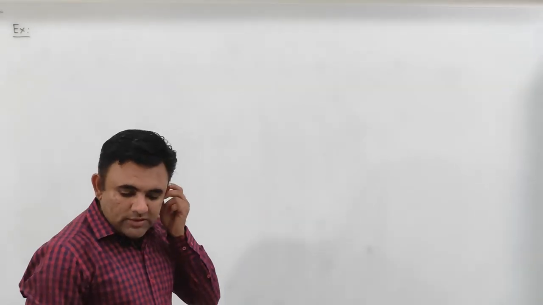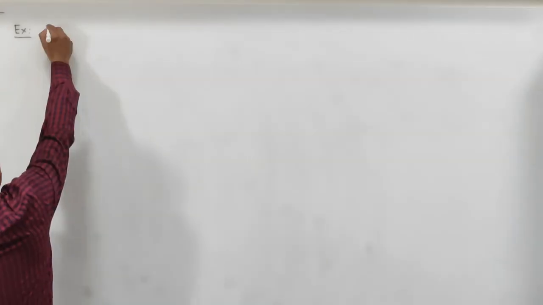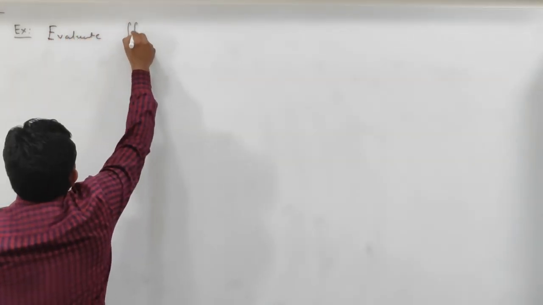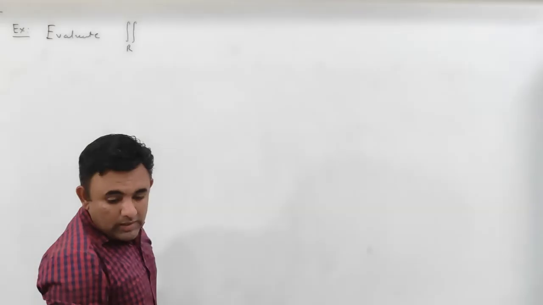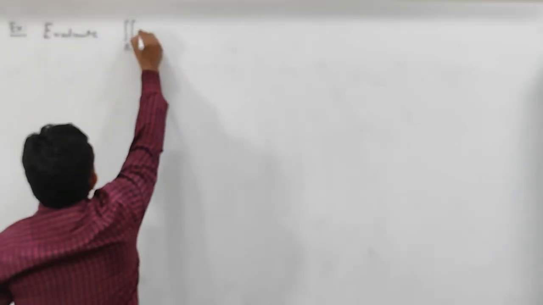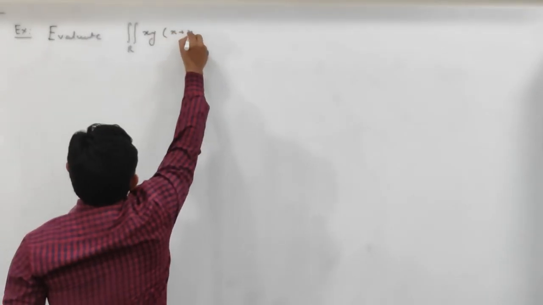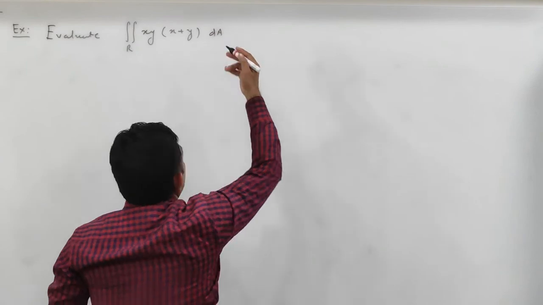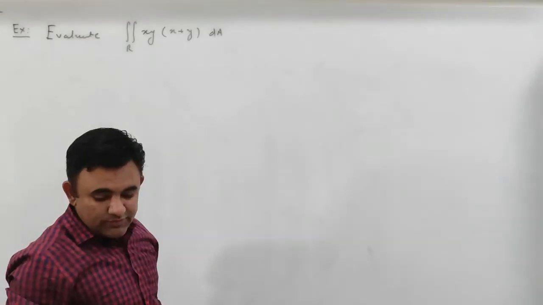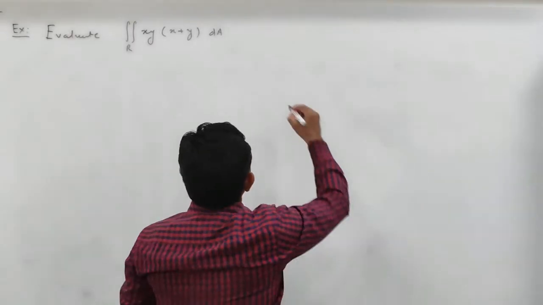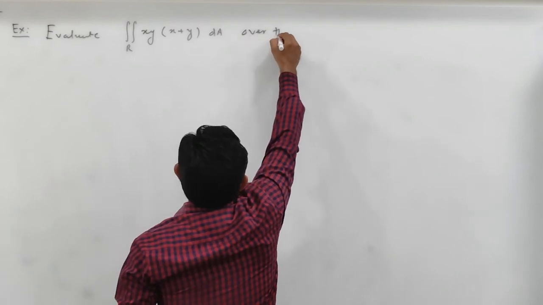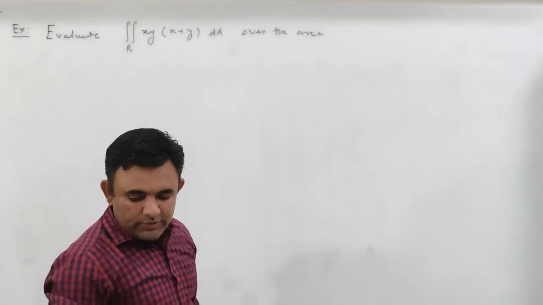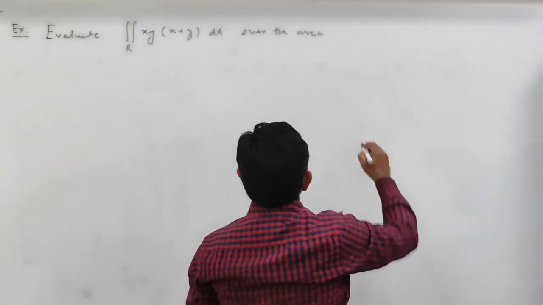Next problem is evaluate the double integration over R of xy into x plus y dA, or dx dy, whatever it is given, that is fine, over the area between y equal to x square and y equal to x.